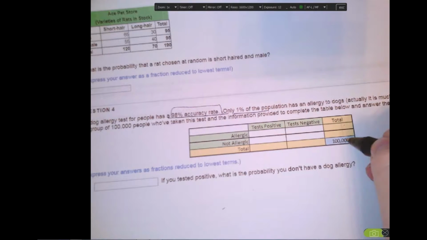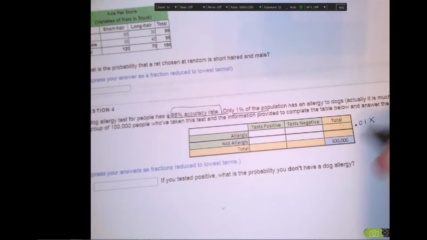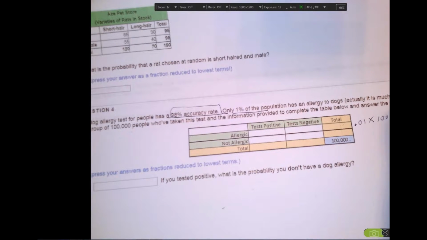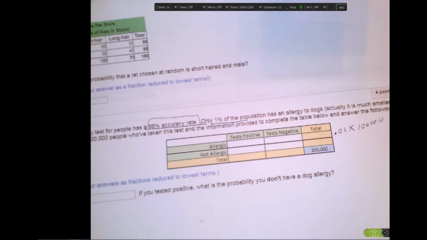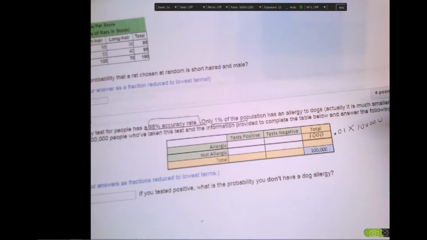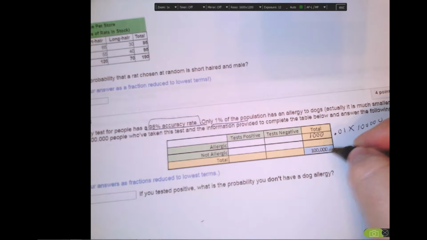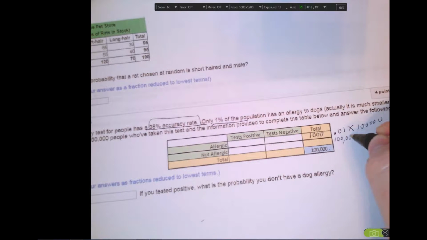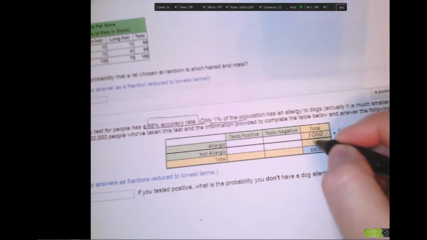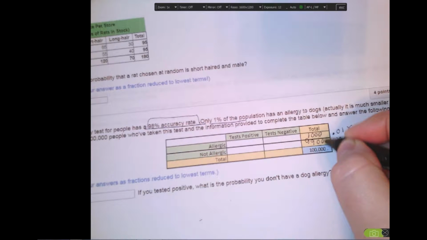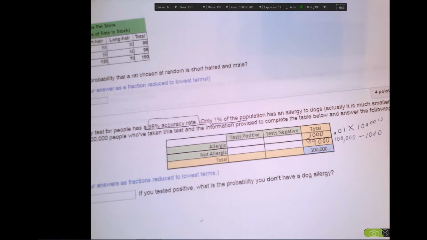It told us 1% of our population, so 0.01 times 100,000 have the disease. And we would get 1,000. From here, you fill in the rest of a column or row once you have one thing. Since we know there's 1,000 here and the total is 100,000, 100,000 minus 1,000 gives us the 99,000. Okay?